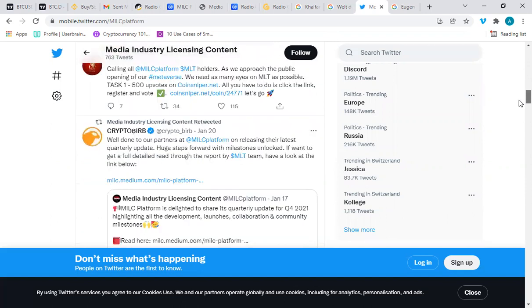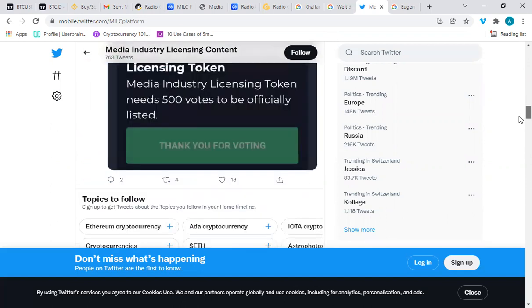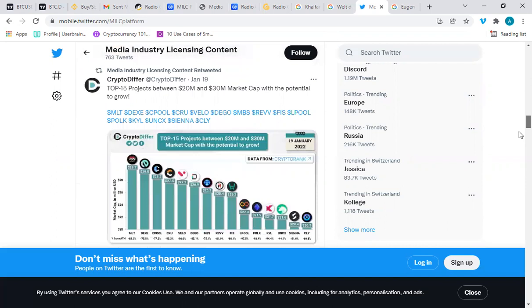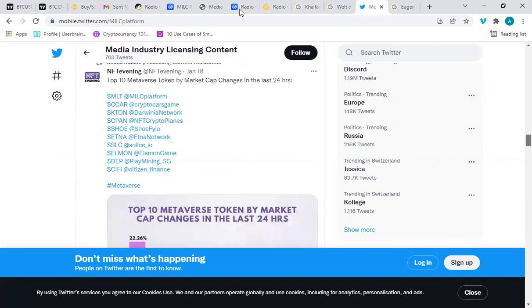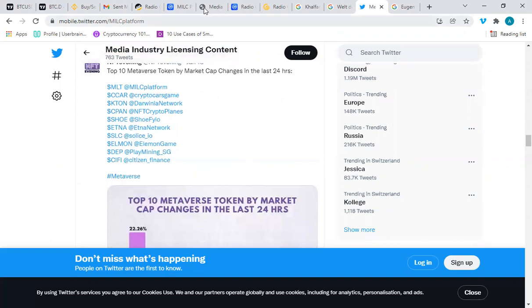You can see. Make sure they are constantly talking about their coin. It's a very, very good thing. So that's the thing we check. Now for the roadmap, let's go here.